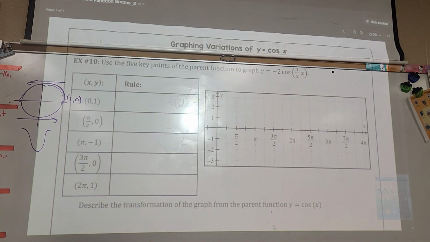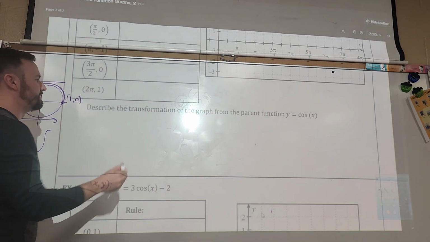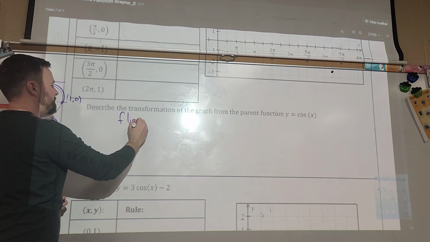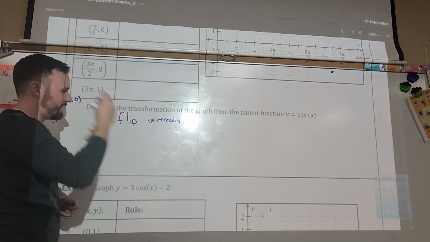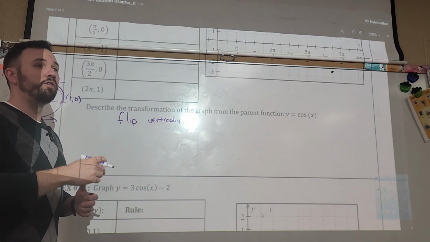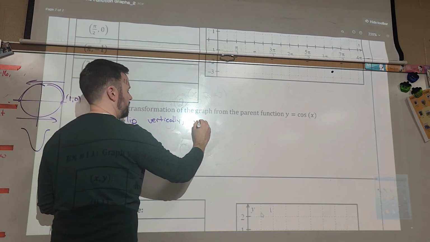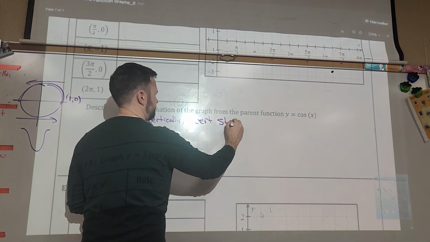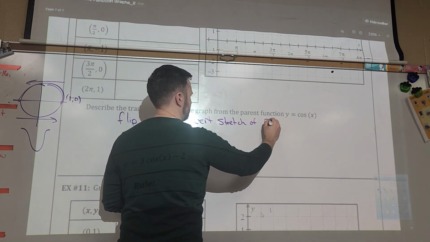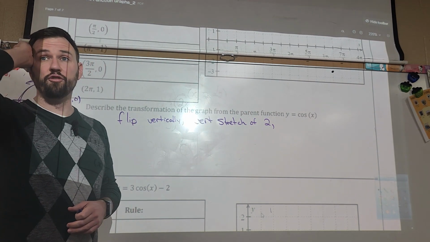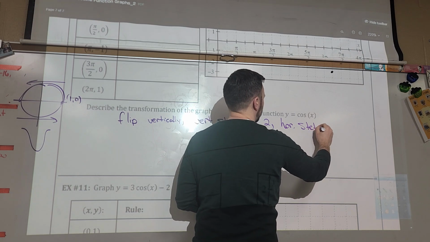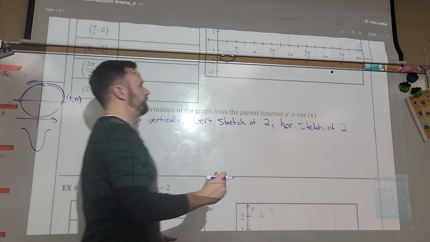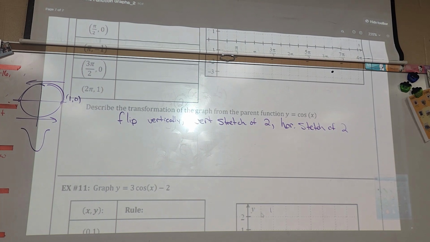3. Oh, wait, what was my transformation? It was a flip vertically. Whatever, it dies, it dies. Flip vertically, vertical stretch of 2. And then what did the half do to our horizontal? Yeah, that was a stretch, right? Because remember, it's opposite. So we flipped it, we stretched it, and we stretched it. Like a pizza dough. We flipped it, and we stretched it, and we stretched it.